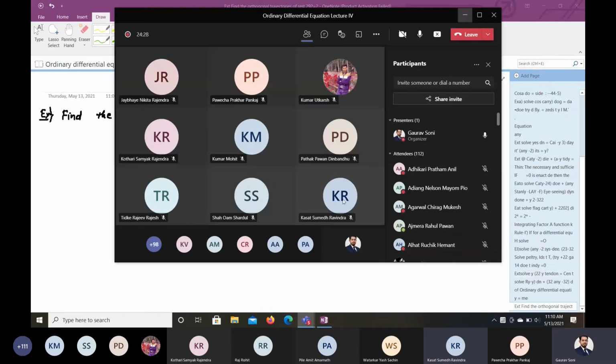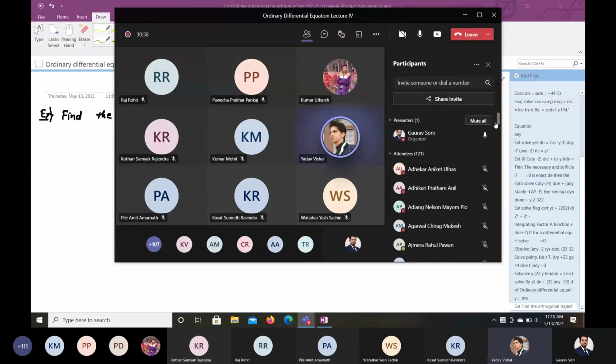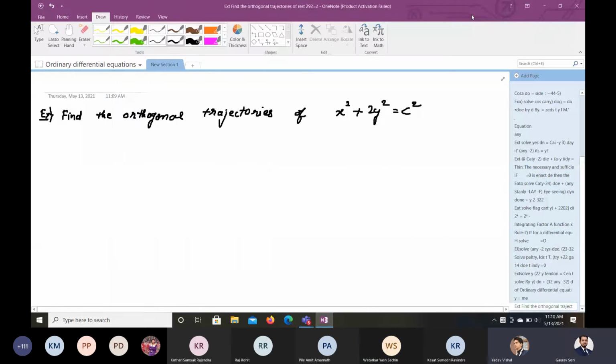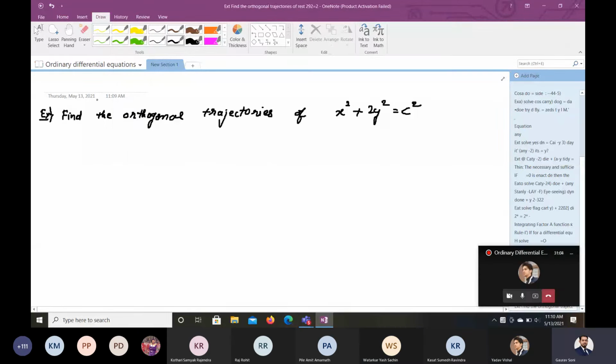It's an ellipse. Yes, it's an ellipse. So let's differentiate it. Let's go with our procedure. How many arbitrary constants? 1. So differentiating with respect to x.